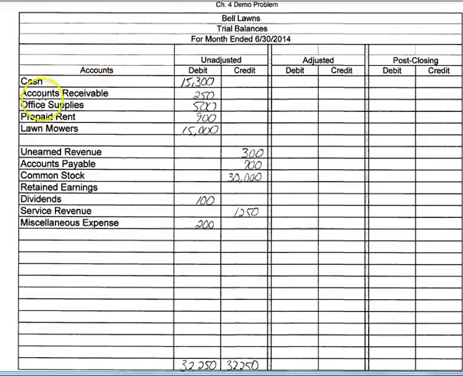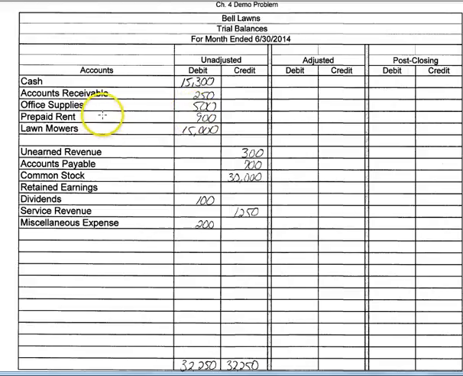Well, some of them have probably been used. So we're going to need to adjust some of this cost out of the asset and move it to an expense account so that we get an accurate measurement of how many supplies we actually have on hand and how many of those supplies have been consumed.